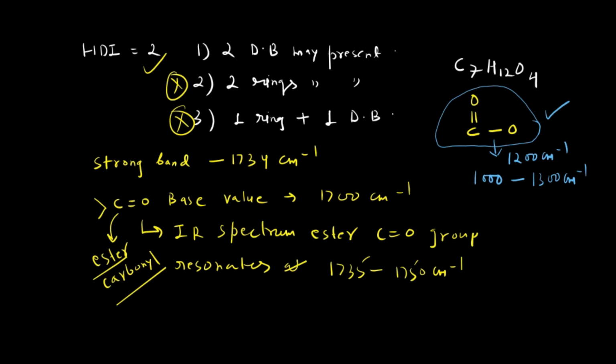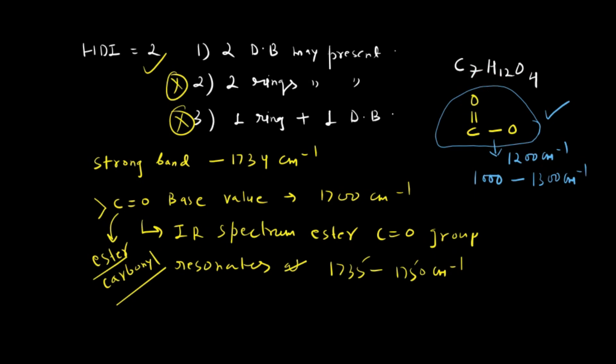If you count the total number of oxygens, 2 oxygens are there, but in the formula you have 4 oxygens. So there may be a chance that a diester type of thing may be present for this particular formula.